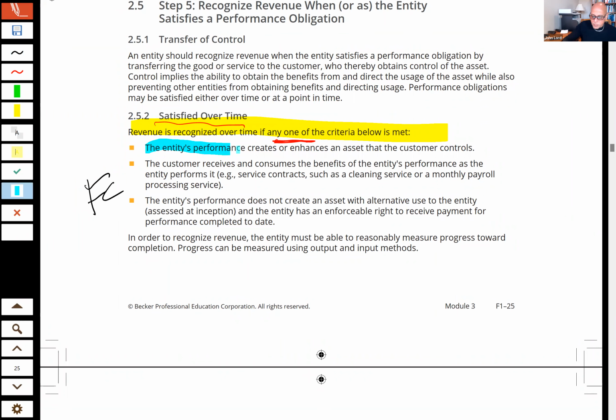The entity's performance creates or enhances an asset that the customer controls. The best thing I can think of off the top of my head is, let's say you hire somebody to do the landscaping in your backyard. Do you control the asset?